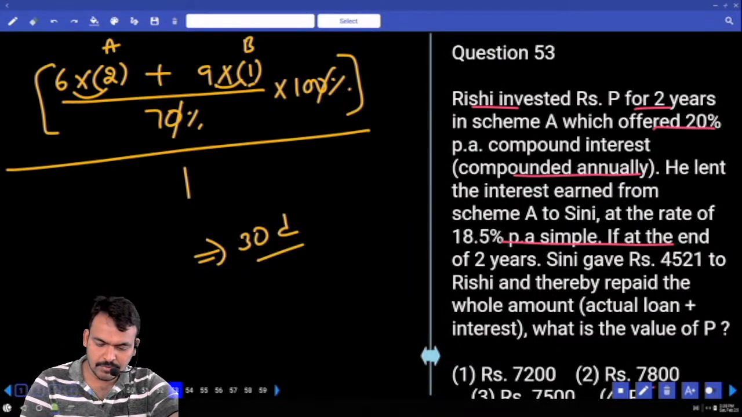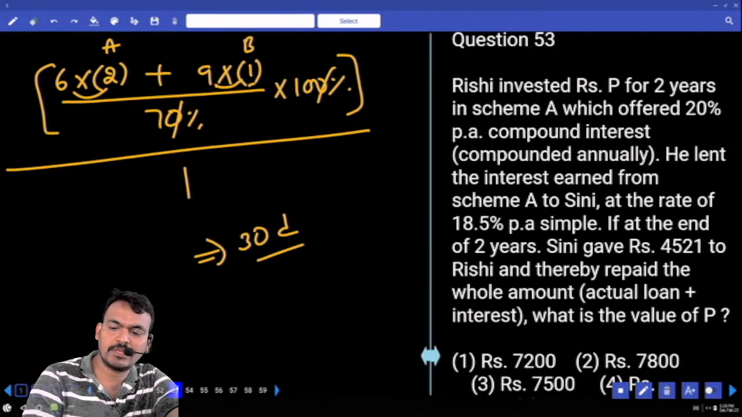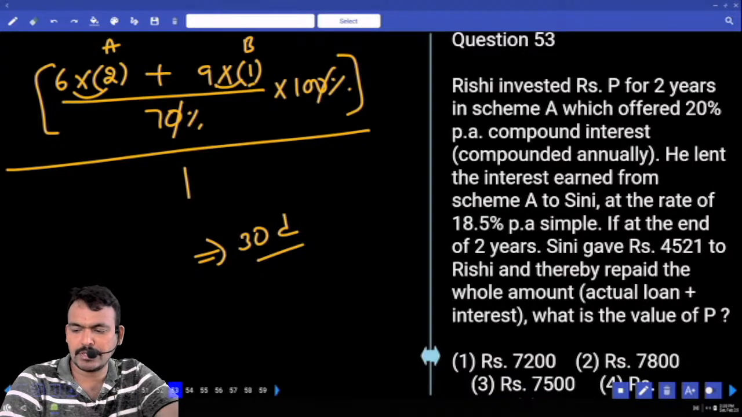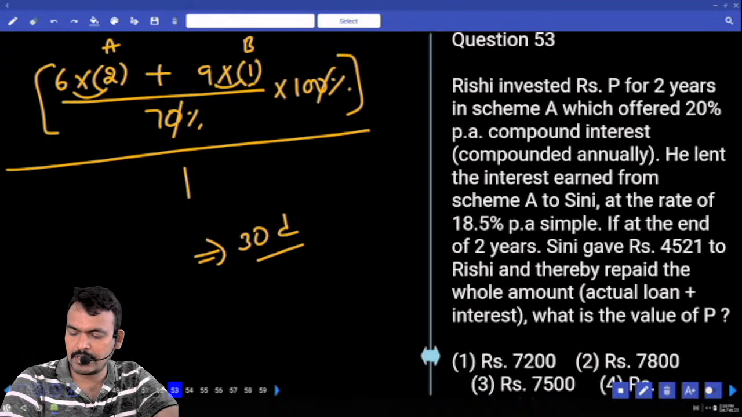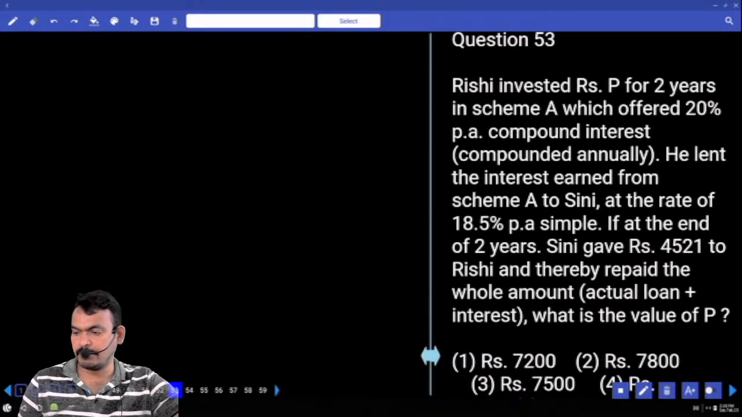Next question number 53. Rishi invested P rupees for 2 years in scheme A, which offered 20% per annum compound interest compounded annually. He lent the interest earned from scheme A to Sini at the rate of 18.5% per annum simple interest. If at the end of the 2 years, Sini gave 4521 to Rishi and thereby repaid the whole amount, actual loan plus interest, what is the value of P?